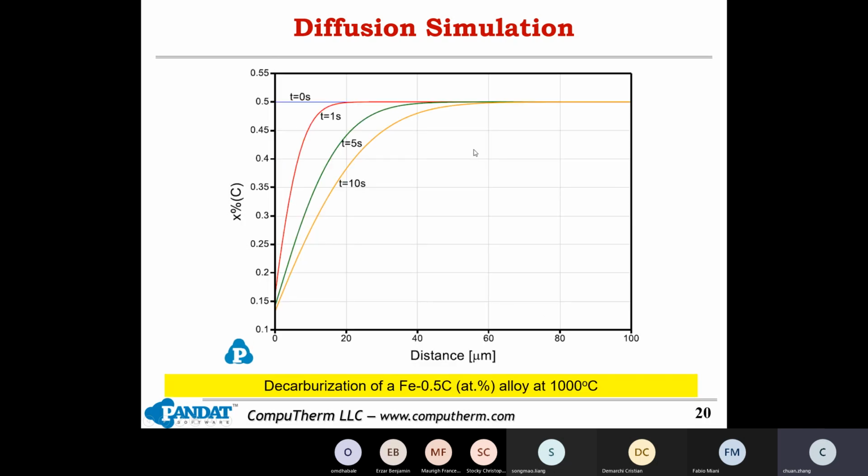Of course, on the other hand, the user can also simulate decarbonizing processing by assigning different boundary conditions to subtract carbon from the substrate. So this figure just simulates the carbon depletion depth of the iron carbon binary alloys, which is heat treated at 17 degrees C. You can see the carbon depletion depth versus time of this alloy. This is for the decarbonization function.